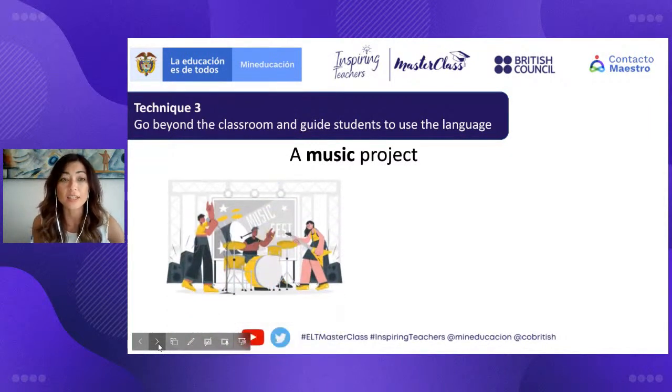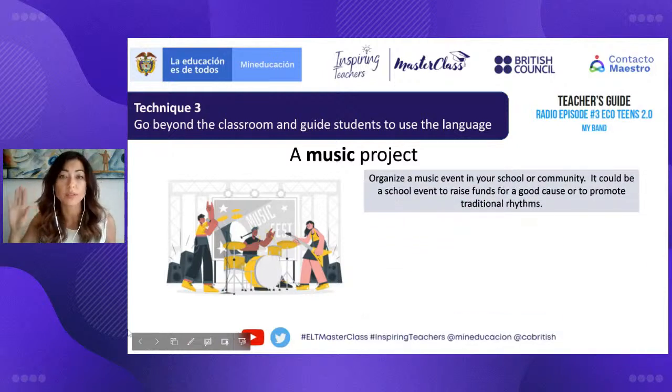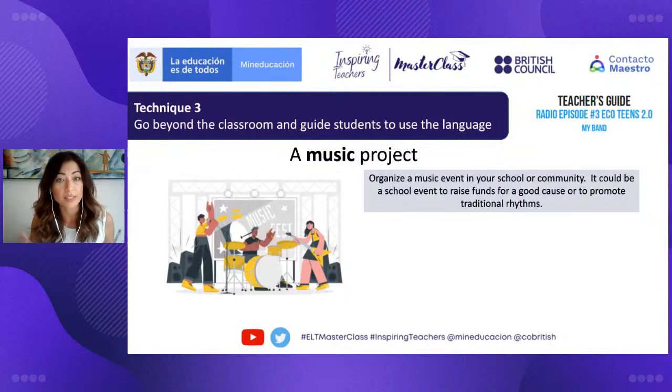And this is a music project. So we have seen communication activities. We have also seen live project activities to, for example, make decisions, as in the example. And now we have here a music project.